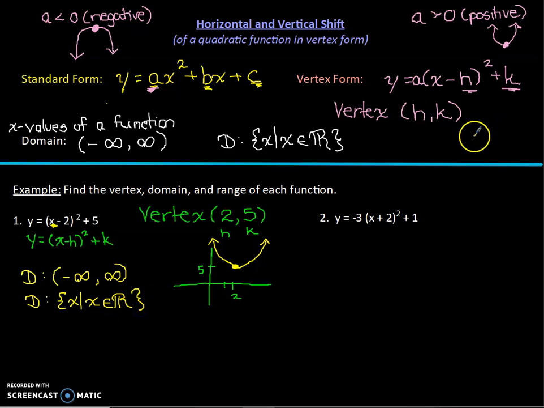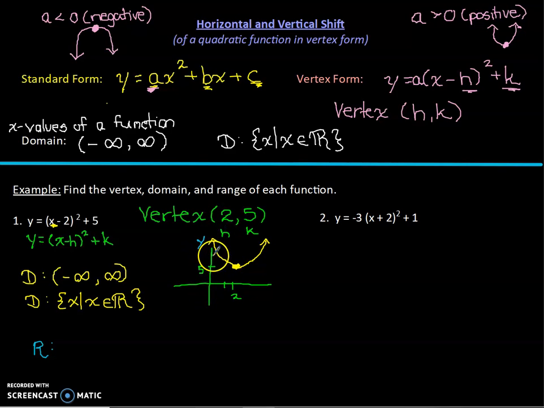Now, for the range. Notice how I did a little sketch here. The range happens to be all the y values being used in the parabola. So the domain are the x values of the function, and the range are the y values. I like to find the range using a graph because algebraically we're used to solving for x. So notice that this is the y-axis.